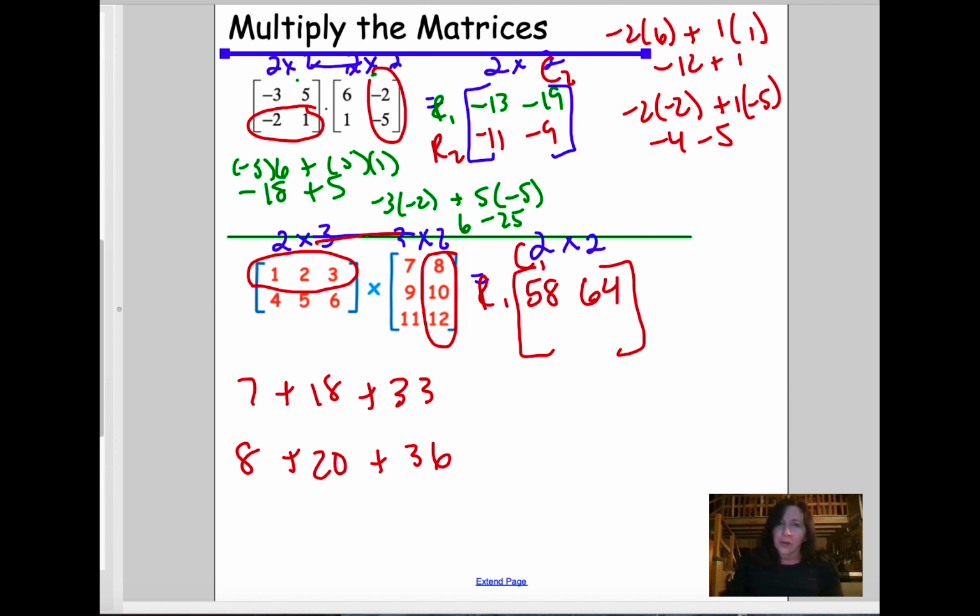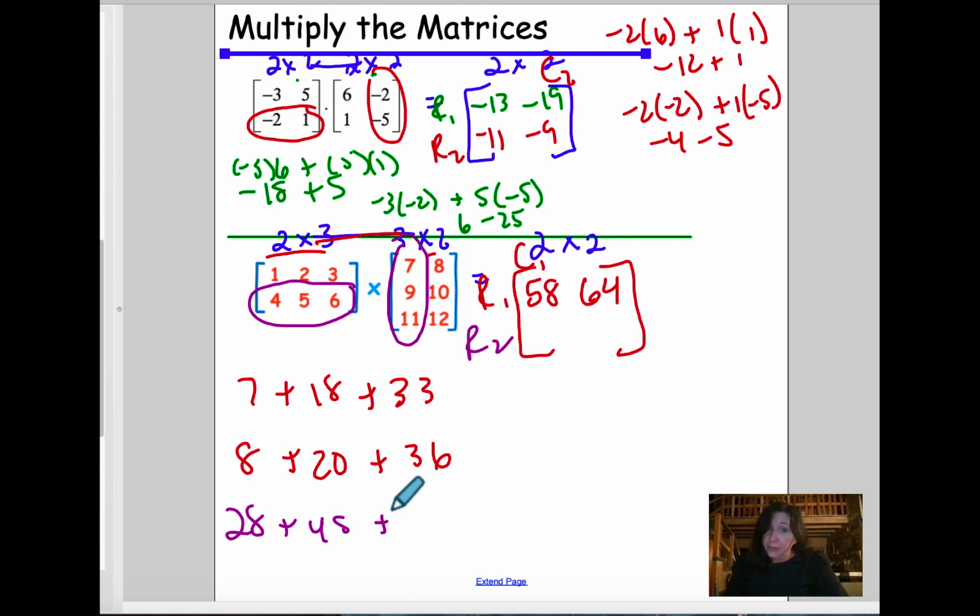For the bottom row, we're going to erase this and the column, and then we're going to go, okay, now I want row 2 times column 1, right? So I want this row and this column. So we're going to go 4 times 7, which is 28, plus 5 times 9, which is 45, plus 6 times 11, which is 66. So I'm going to go 66 plus 45 plus 28, and that's 139. So that's this little corner right there.